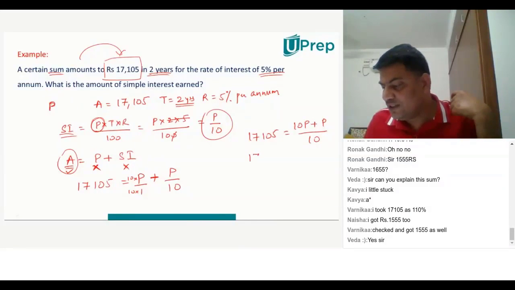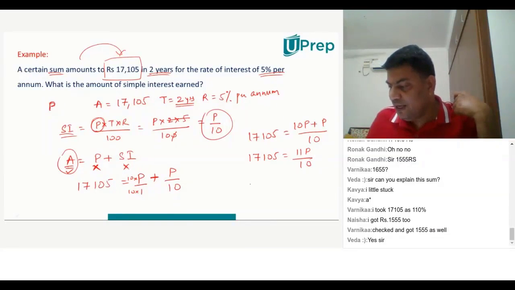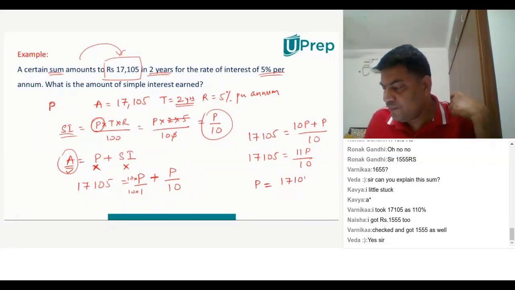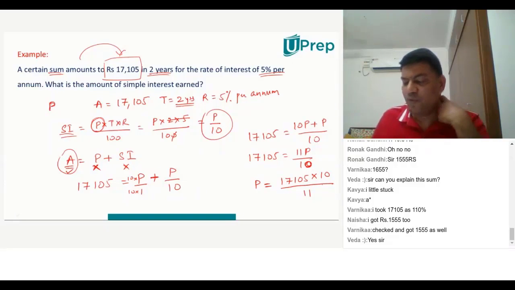So 10P plus P by 10. So 17,105 is nothing but 10P plus P, which is 11P, so 11P by 10. So simply, your principal is nothing but you cross multiply. So that is 17,105 multiplied with 10 divided by 11. Correct? You can see that P is nothing but your 11 goes down and 10 goes up. So that's how you multiply.